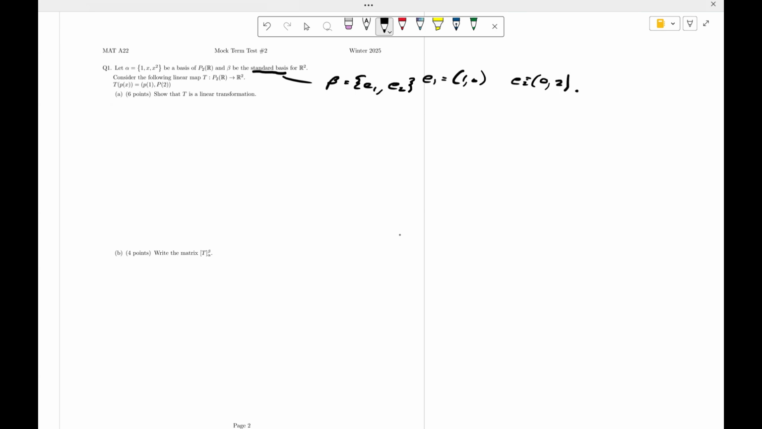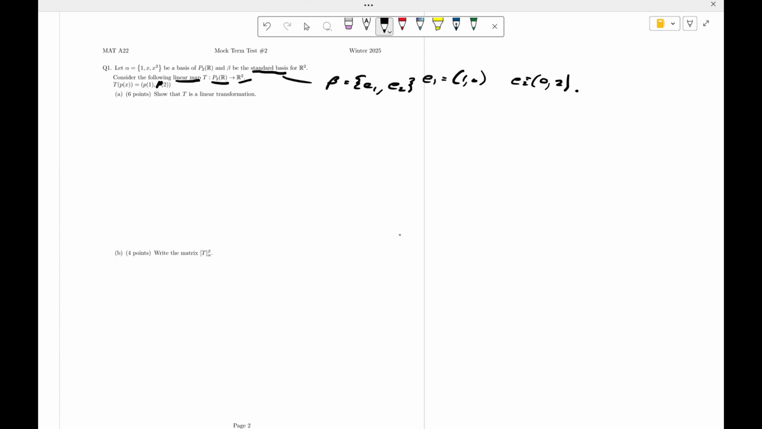Okay. Now we have a linear map. And a linear map is a linear function, linear transformation, linear operator. All those words mean linear transformation, which goes from our polynomials of degree at most 2 to R2. And the function that they have is a polynomial p that T maps p(x) to (p(1), p(2)). Show that T is a linear transformation.